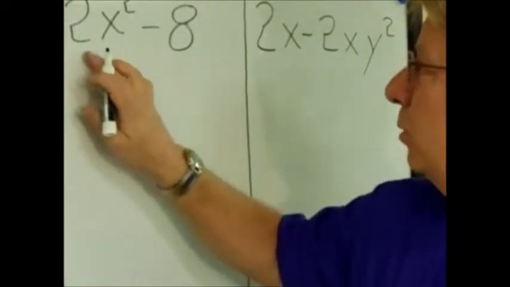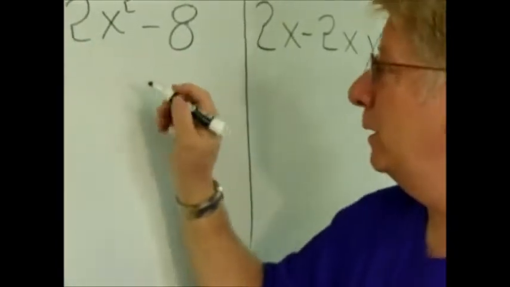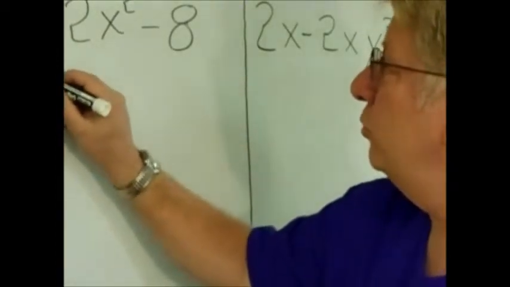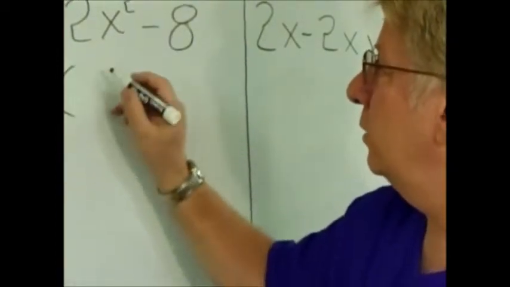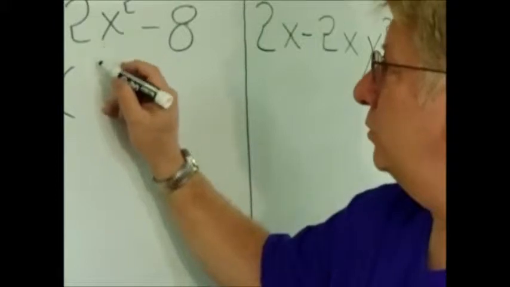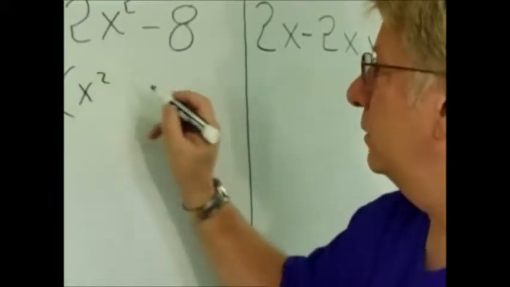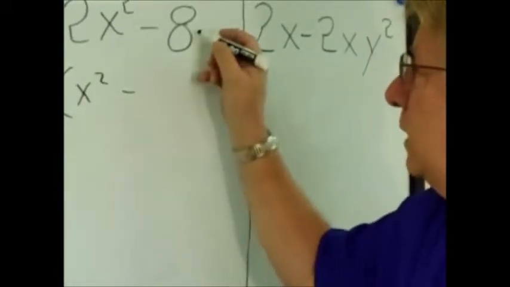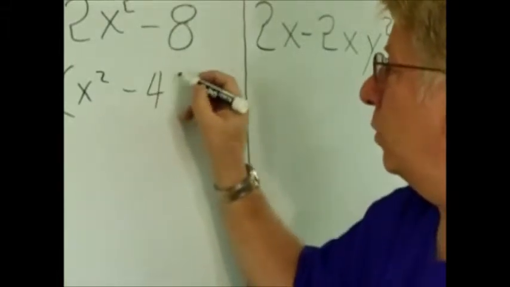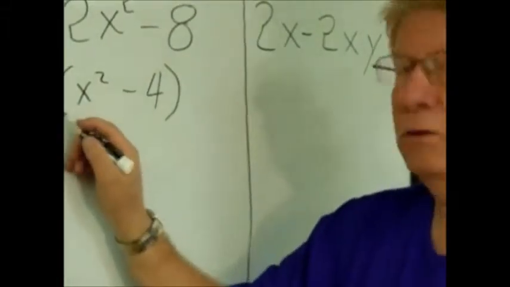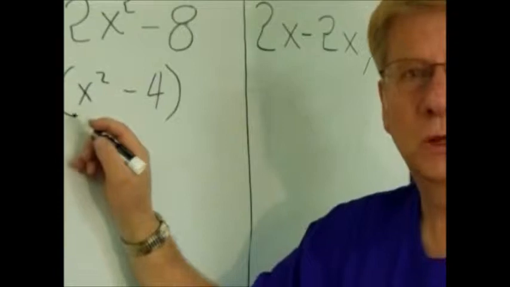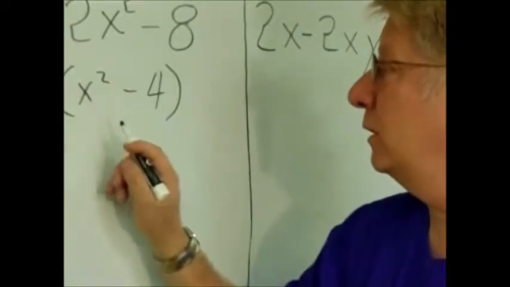to both terms, they're both divisible by 2. So I can pull the 2 out, and 2x squared divided by 2 leaves me with x squared, and then 8 divided by 2 leaves me with 4. So I've taken the greatest common factor, which is 2, and I've separated it from the rest.